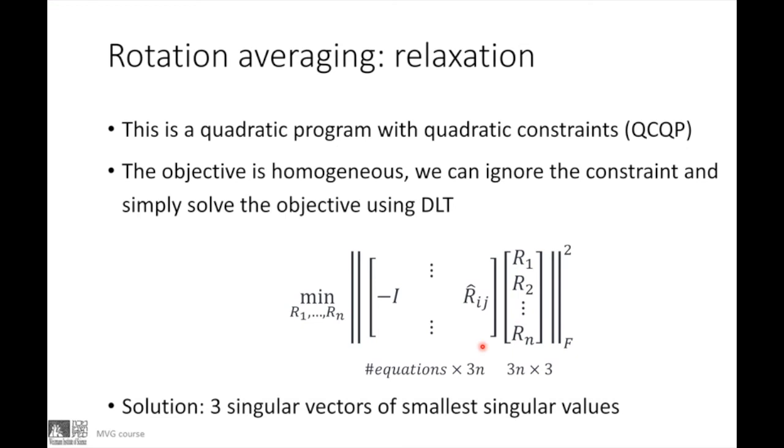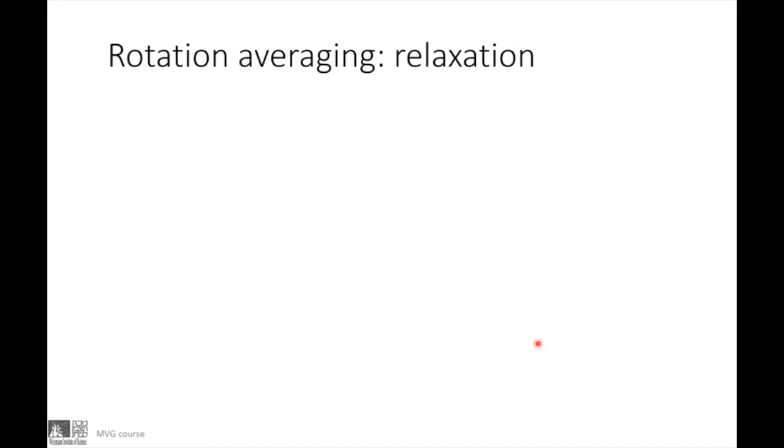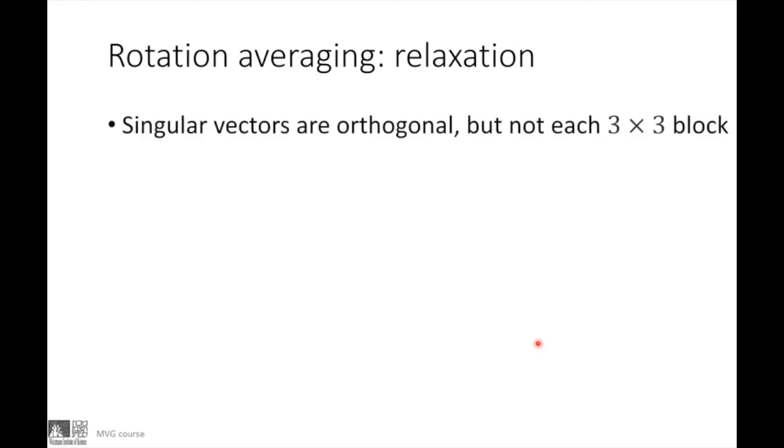And this solution has one more nice property. The columns of this recovered matrix will be orthogonal, because these are eigen or singular vectors. However, the full vectors are orthogonal. We want each 3 by 3 block in these vectors to be orthogonal, because we want to produce rotation matrices. So by that, we did a relaxation. We didn't incorporate all the constraints.